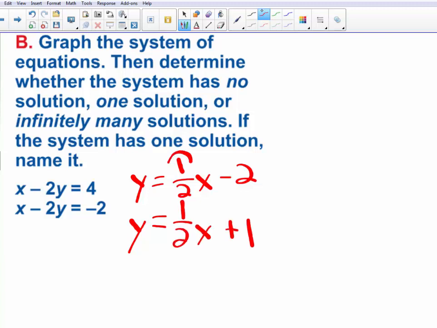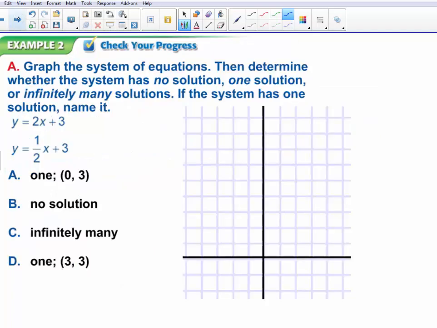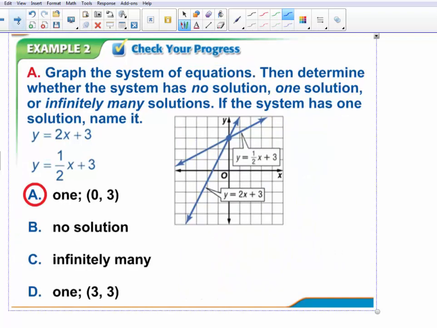And if you notice, the slopes are the same, which means they're going to be parallel. The y-intercepts, though, are different, so they're not going to coincide. They're just going to be parallel lines. So this one has no solutions. They never will touch. Okay, and there's a graphical representation for you. Never intersect, they never touch, no solution. Okay, again, pause this, check your answers, and then hit play. Okay, one solution, and that solution is at 0, 3 when you go to graph, and that is your point of intersection.